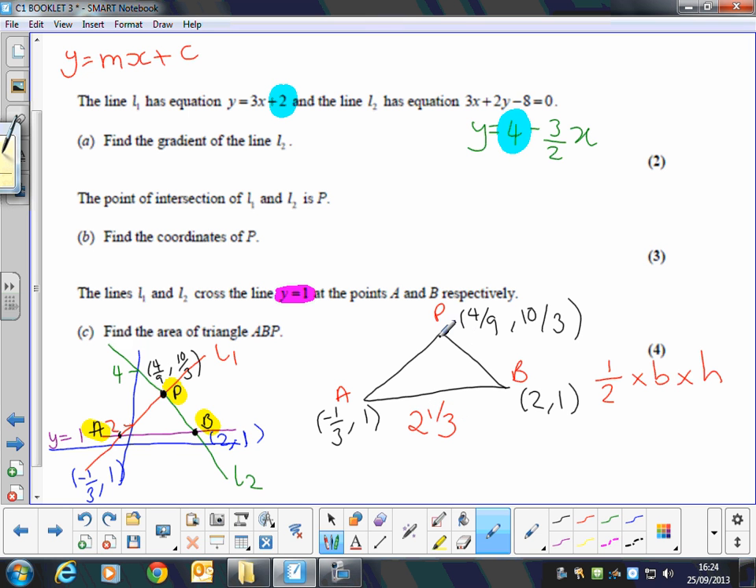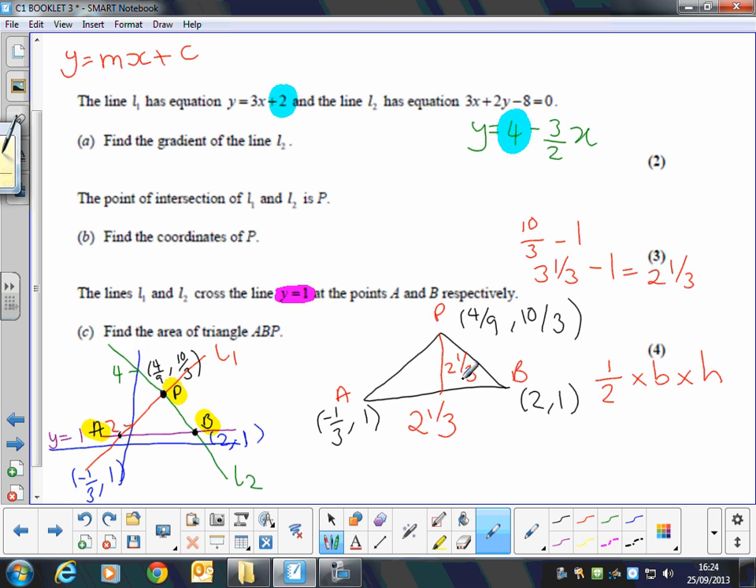And then if I look at my height, I'm going from 1 up to 10 over 3. So I can do that here. I can do 10 over 3 minus 1. So 10 over 3 is the same as 3 and a third, minus 1. And then I can do 3 minus 1, which is 2. And then I've got that third as well. So my height's going to also be 2 and a third.